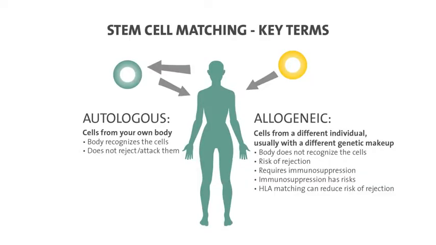Autologous. That means it's a stem cell from your body. And because it's from your body, it most likely will not be rejected. So, in contrast, allogeneic, that means it's from some other person. And unless it's an identical twin, these have the risk of being rejected.